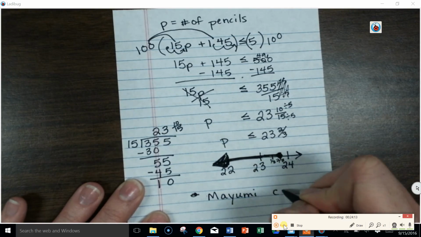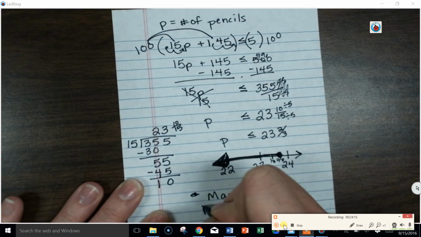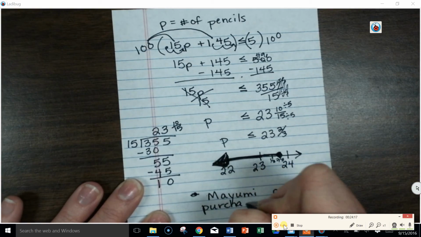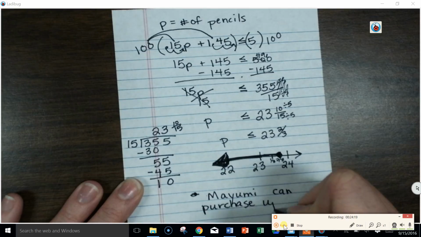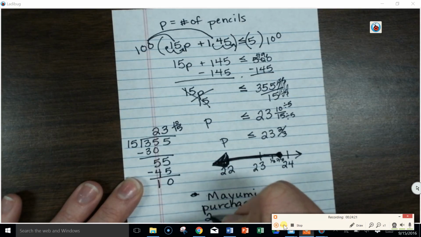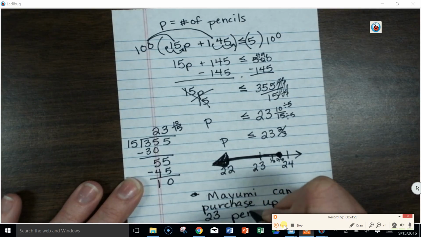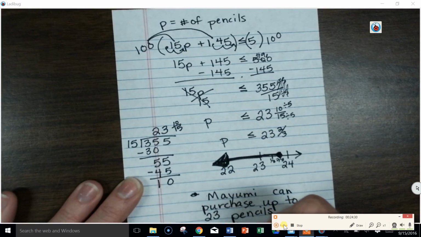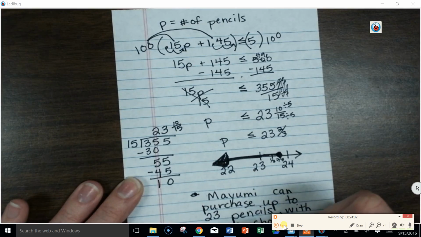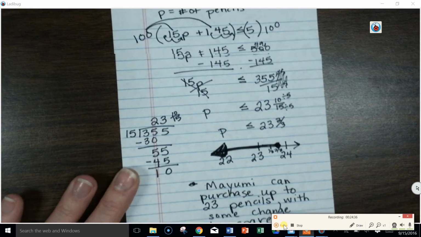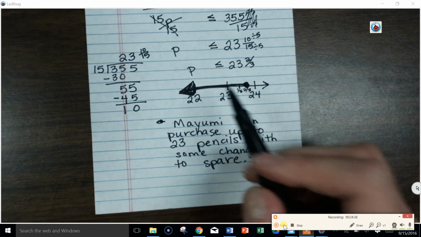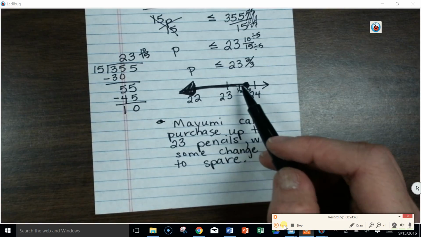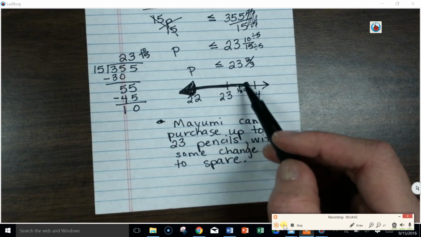Mayumi can purchase up to 23 pencils with some change to spare. Because I know that she can technically purchase a little bit more than 23. She has the money for it, but you can't purchase that many pencils. It's not realistic.